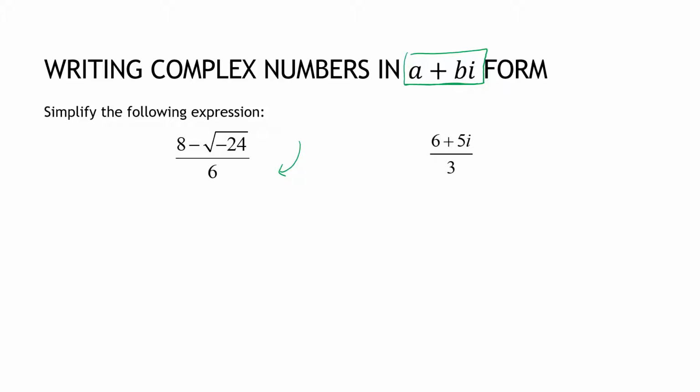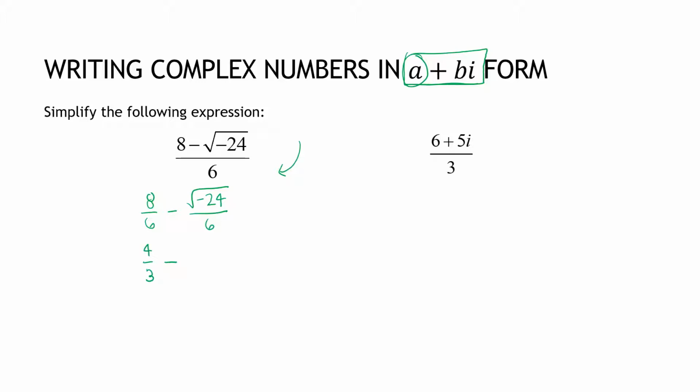So the first thing I would do is rewrite this as 8 over 6 minus negative radical 24 over 6. I'm just going to break it down into two parts. And then I'm just going to simplify each part as much as I can. So on the first fraction, which is the real number section, something that doesn't have an i, I would just have 8 over 6, which reduces to 4 over 3.